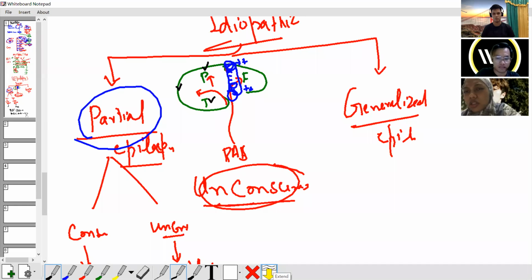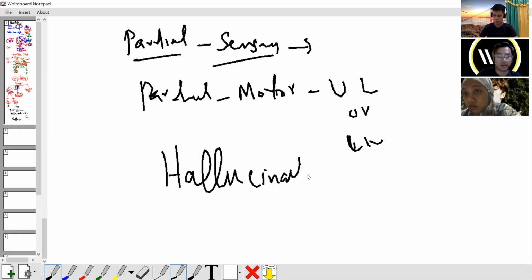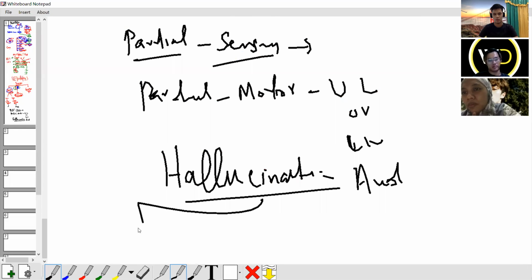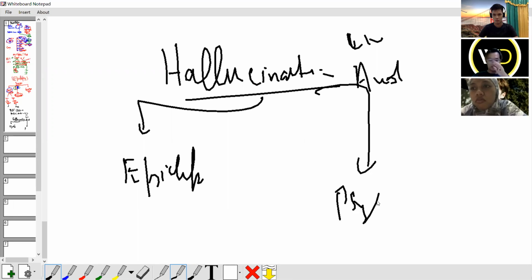Now listen carefully, this is a very important differential. One patient comes to you, and the person is having hallucination, auditory. What is your first thinking? It is a very important sign of psychosis. In psychosis we have typical things: abnormal behavior, delusion, hallucination. But if the patient comes with just hallucination, it may be epilepsy, or it may be psychosis. How do you know?